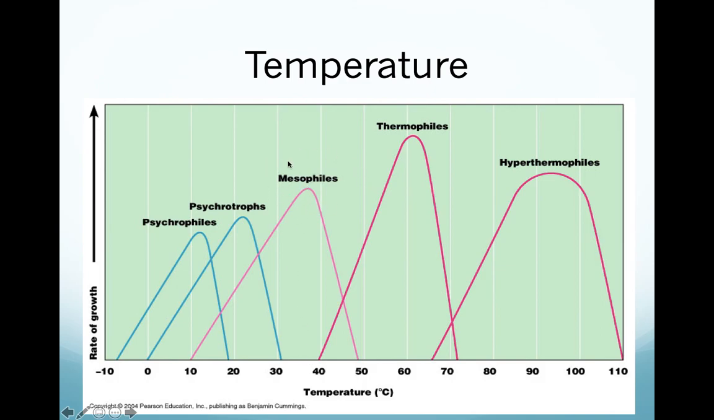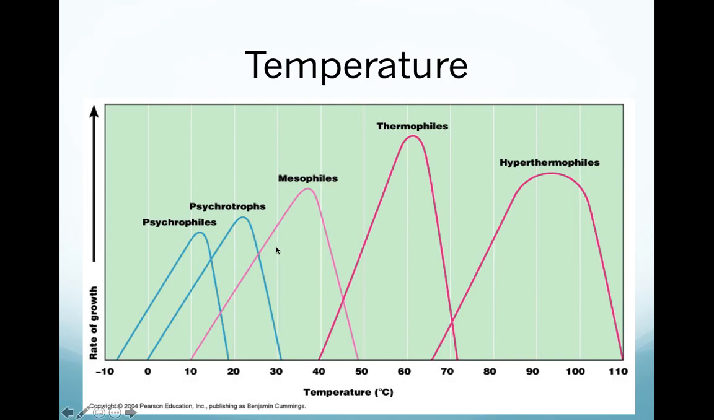So bacteria that fall under the mesophile classification are organisms whose optimum growth temperature is the same as human body temperature. Not a coincidence. Mesophiles tend to be the classification of organisms that cause most of the problems in humans, most of the type of infections.